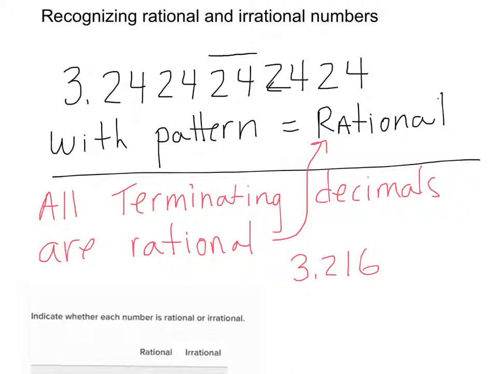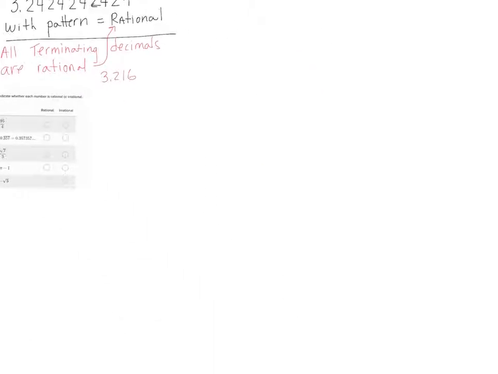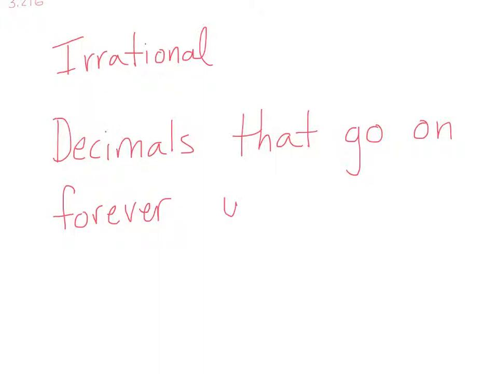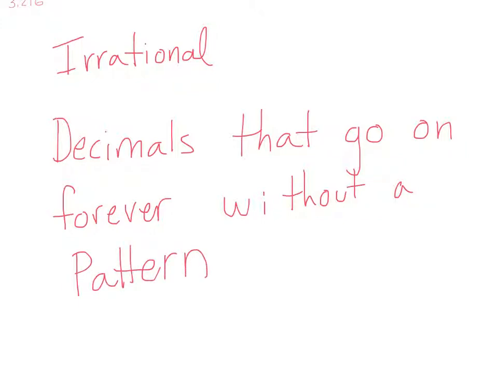And so the only types of irrational numbers are decimals that go on forever without a pattern. Let me say it again. So if a decimal goes on forever without a pattern, then it's irrational.